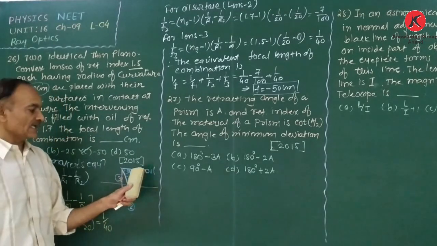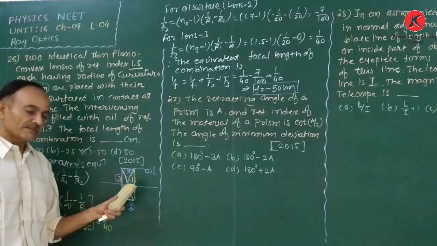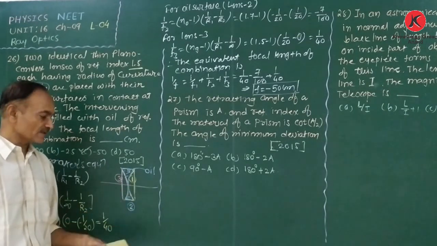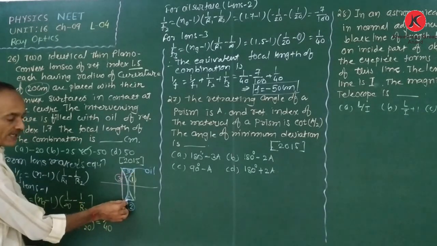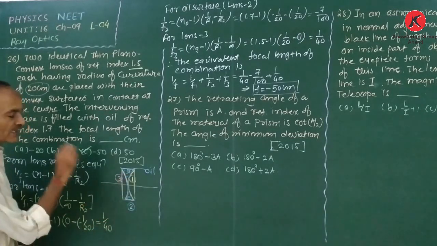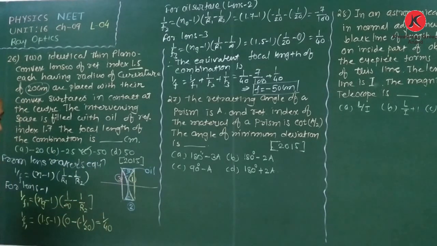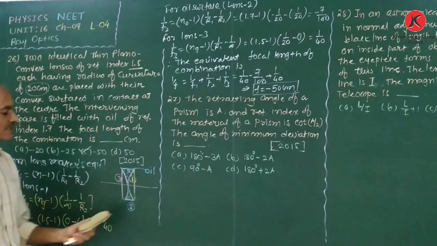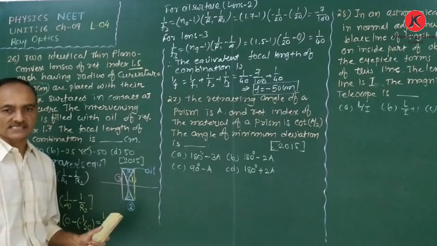So this lens is made up of oil. Here we have a combination of three lenses: one is plano-convex, the second is concave, made from the oil, and the third is again a plano-convex lens of glass. We require the equivalent focal length of this combination. Therefore, first we have to find the focal length of each lens separately.